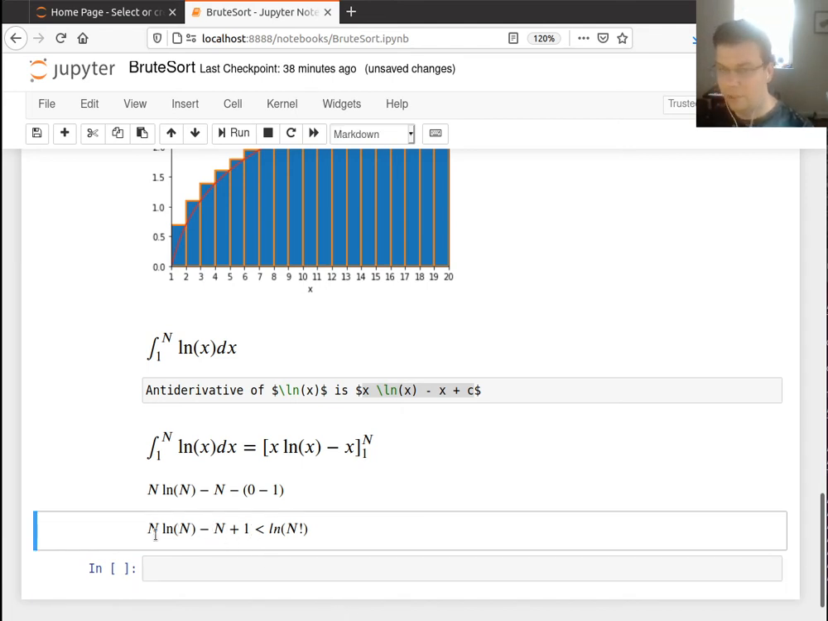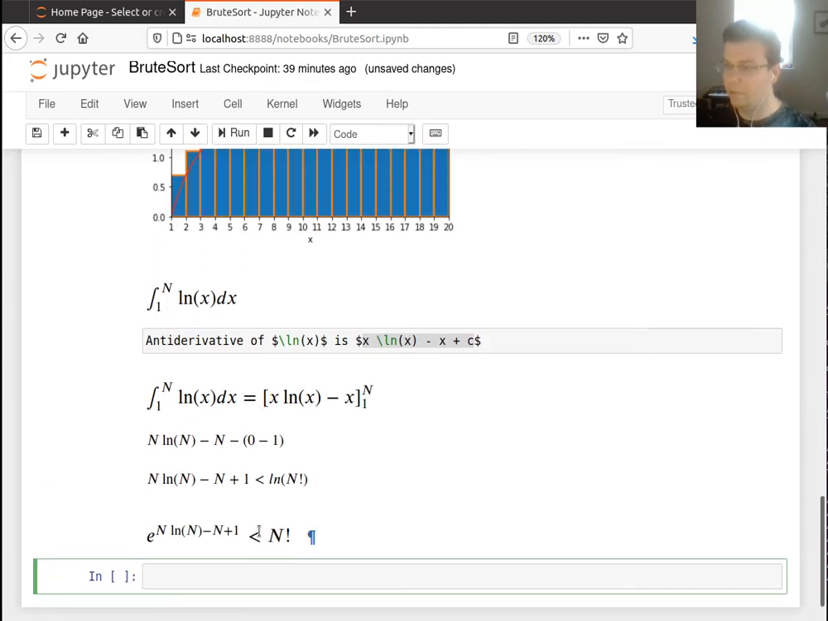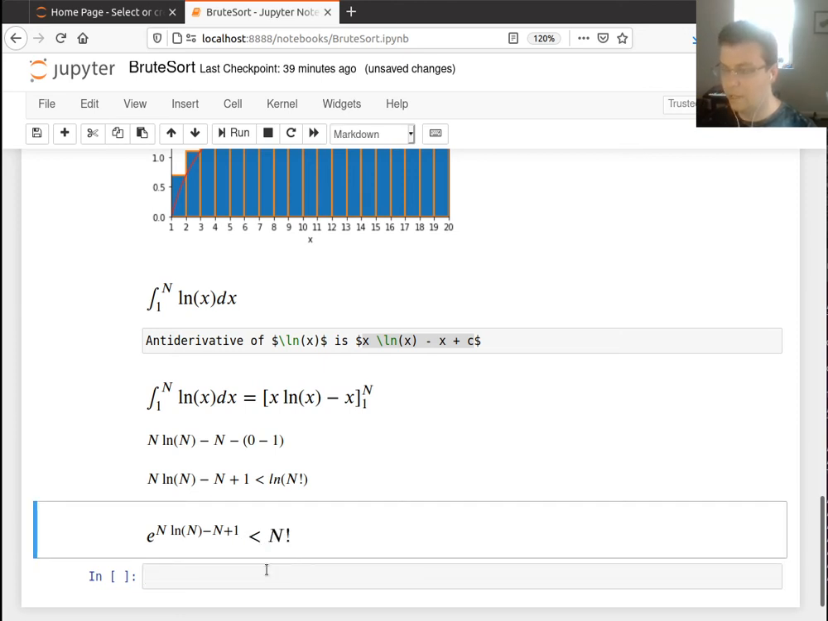So let me raise e to both of these. With e raised to both sides, we get e to the n natural log of n minus n plus 1 is less than, well, e raised to the natural log of something is just that thing, so it's less than n factorial. Now I've converted the expression a little closer to something that I wanted. So e raised to this, I've just proved, is less than the thing I was trying to analyze.